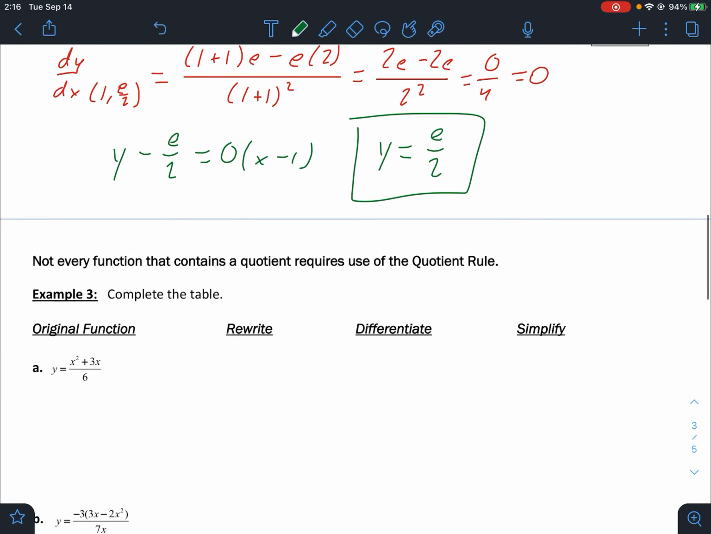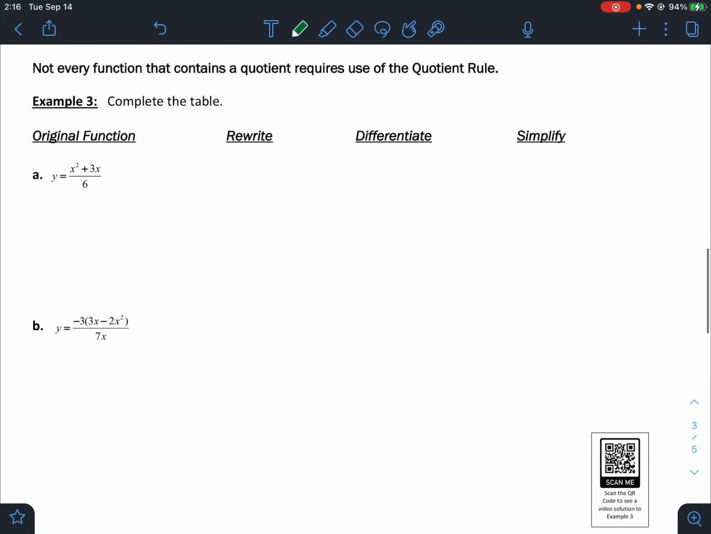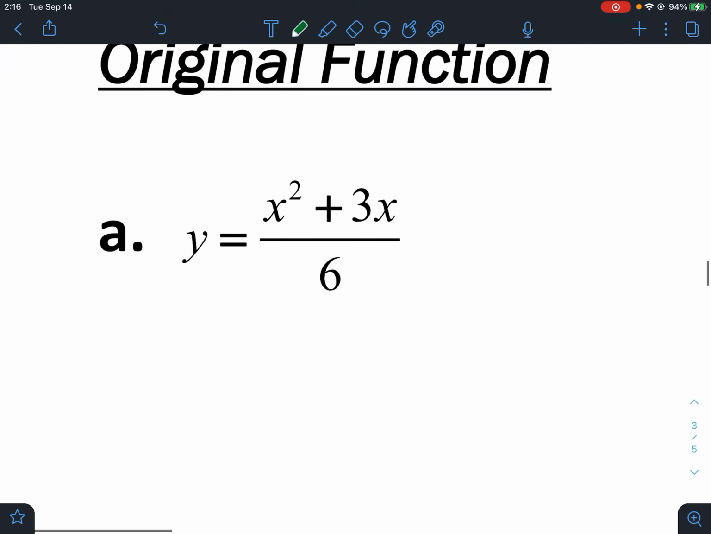All right, so here's example 3, and this is always a really interesting slide. We're going to talk about when to use the quotient rule and when to not use the quotient rule. Okay? Here's a quotient. We have x squared plus 3x over 6. So you might be thinking, I should use the quotient rule here. But really, no, you should not use the quotient rule here.